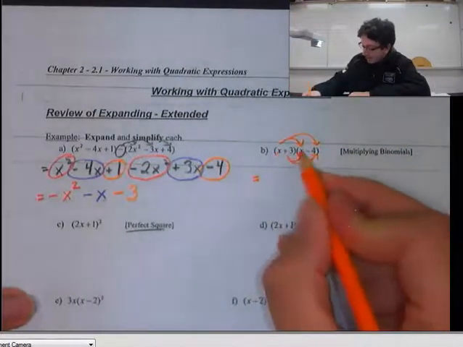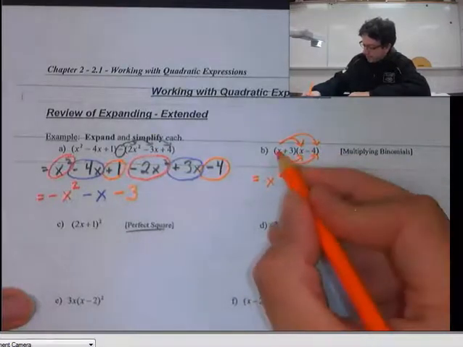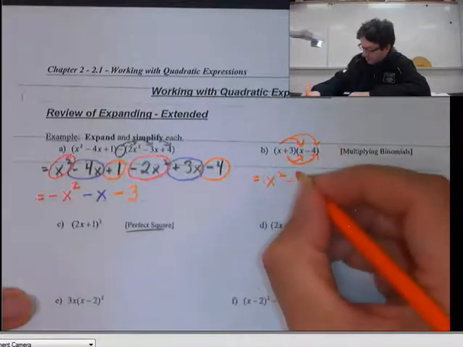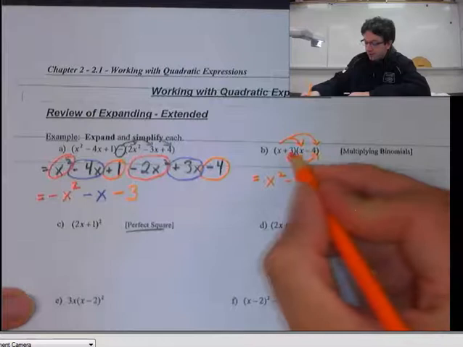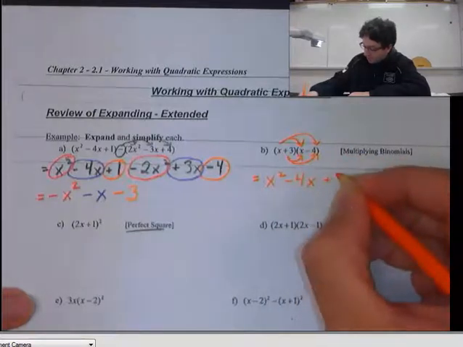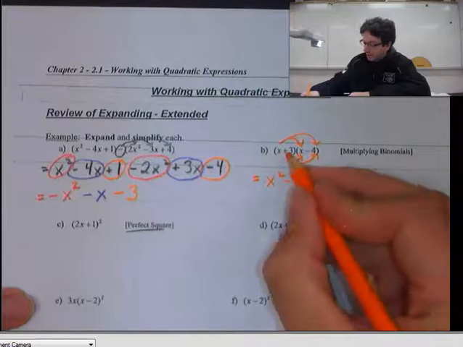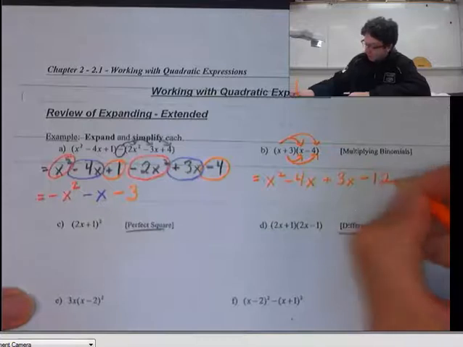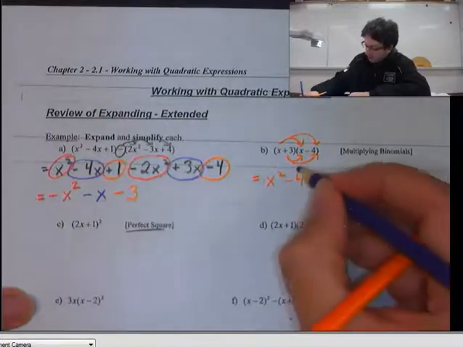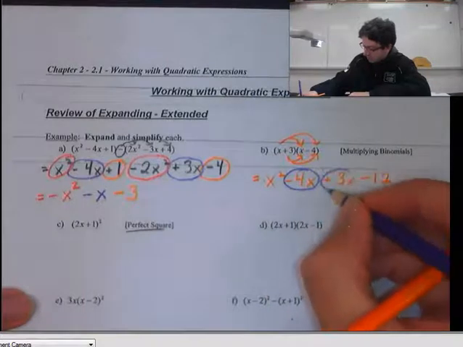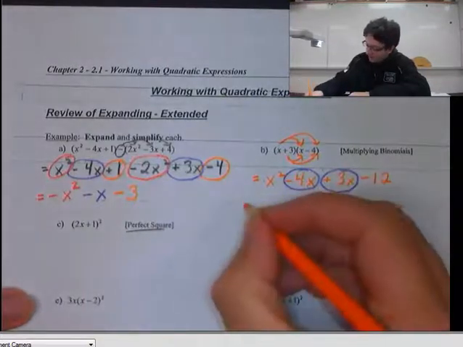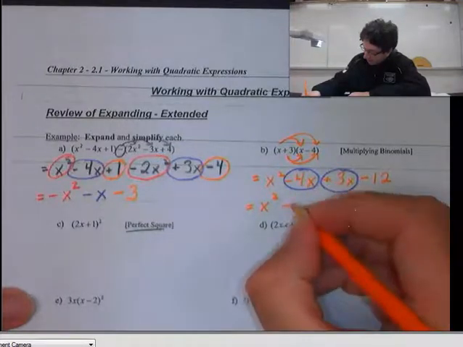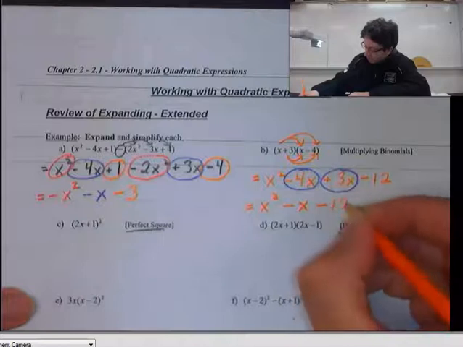We get x times x, which is x squared, x times negative 4, remember that's part of this term, that gives us minus 4x, and then 3 times x gives us plus 3x, and then 3 times negative 4, positive and negative, gives us a negative. 3 times 4 is 12. And we only have two like terms here, and those are the two middle terms. So we're left with x squared. Negative 4 plus 3 is just negative x, and then minus 12.